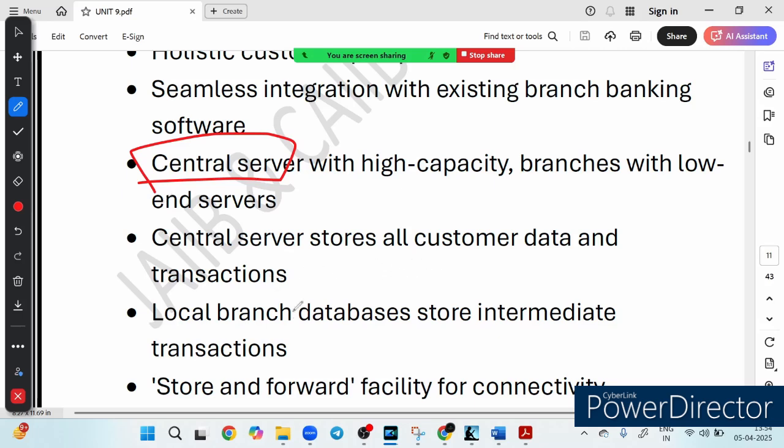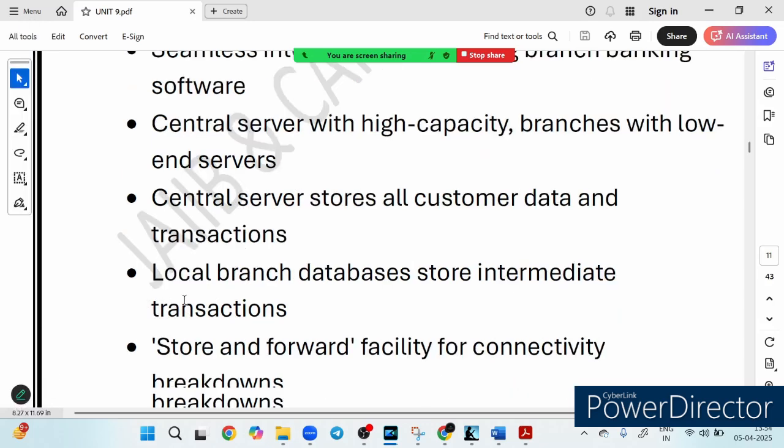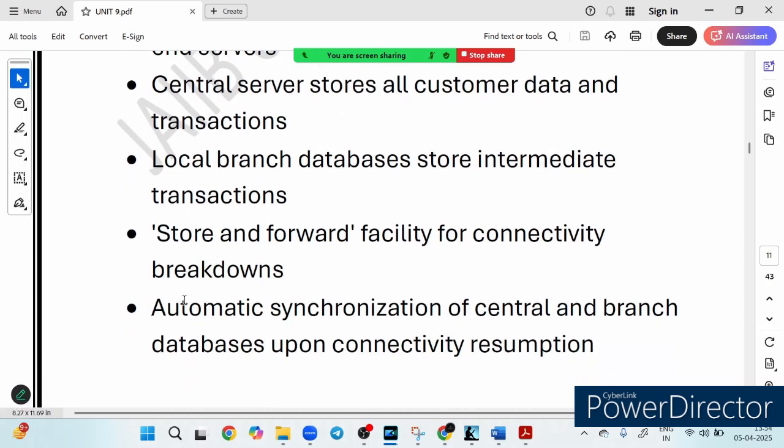The branches run on a local branch database, a light server, and they are connected to this central server. So if the internet goes down, what happens? No worry. The branch uses a smart feature called store and forward.